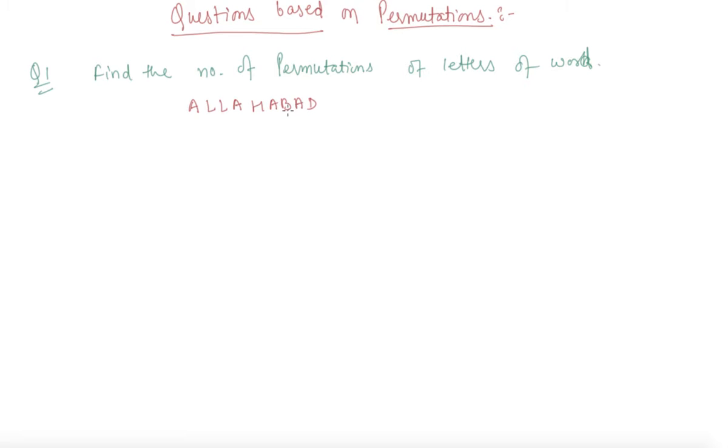Allahabad. Why am I writing the letters in capital? To give a gist of how many letters are repeating. Here A occurs 4 times, L occurs 2 times. Now B is 1, D is 1, H is 1. So in total there are 9 letters, out of which A is repeating 4 times and L is repeating 2 times.